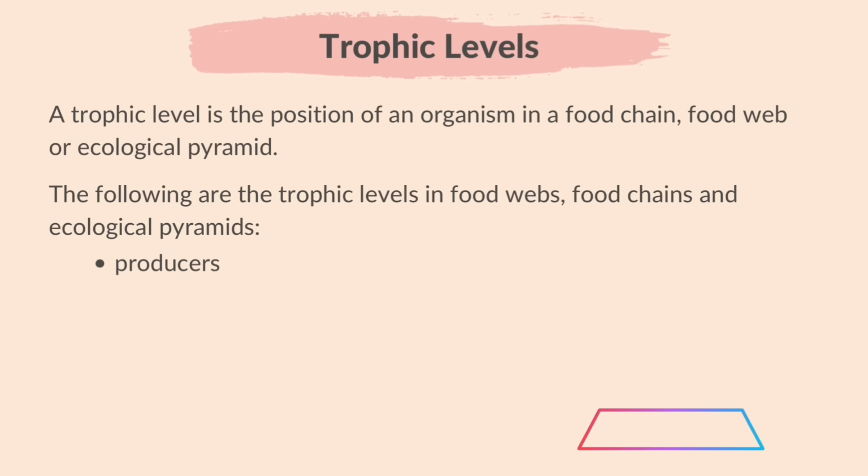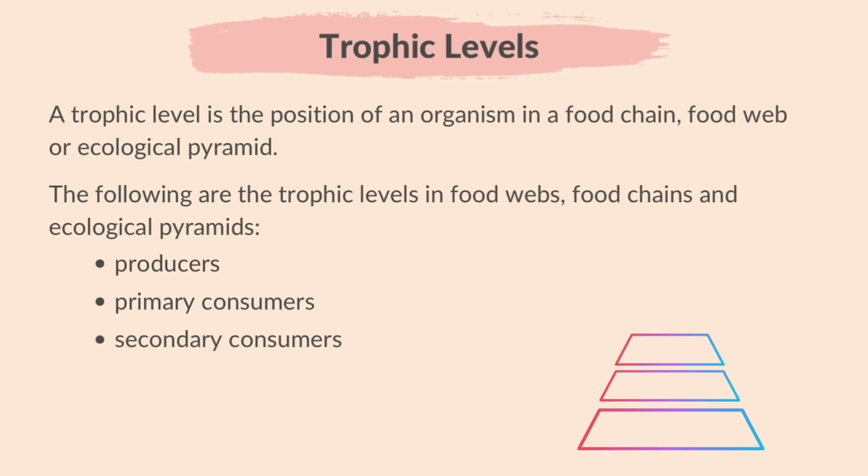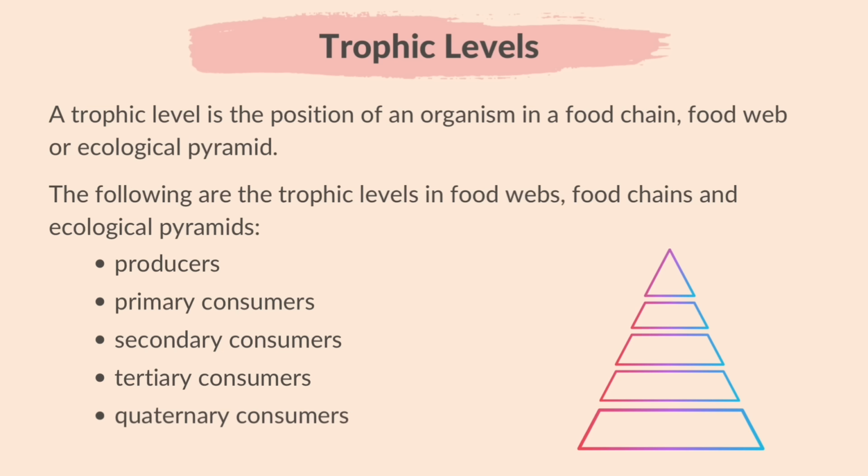Producers, we know, are organisms that make their own organic nutrients, usually through energy from sunlight through photosynthesis. Primary consumers are herbivores. They feed on producers or plants. Secondary consumers are predators that feed on primary consumers. Tertiary consumers are predators that feed on secondary consumers. And quaternary consumers are predators that feed on tertiary consumers.